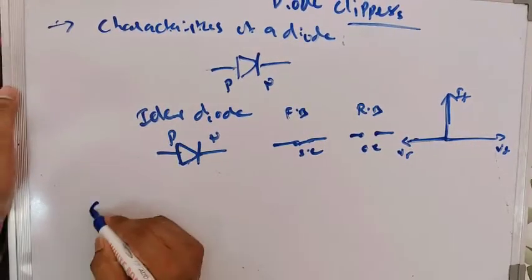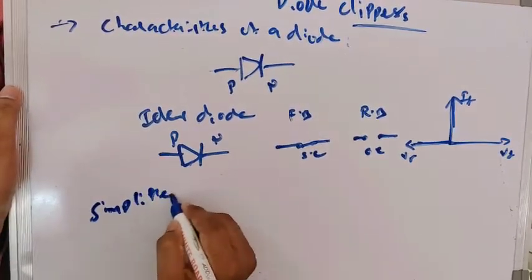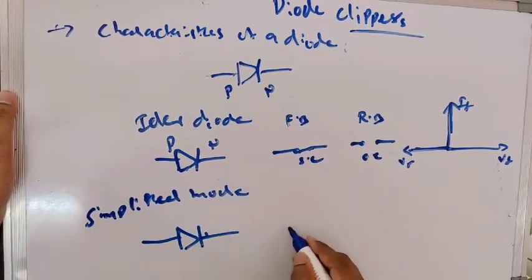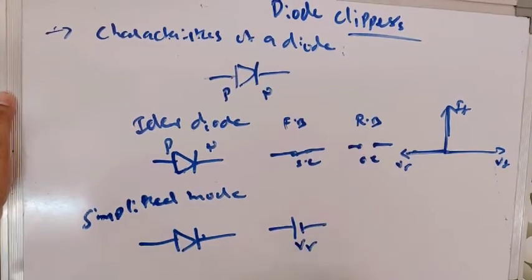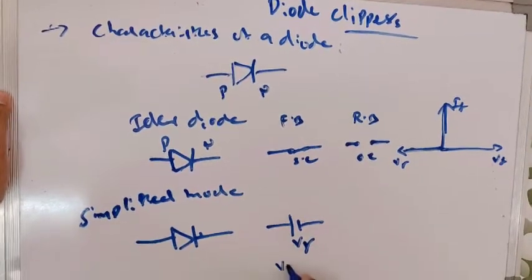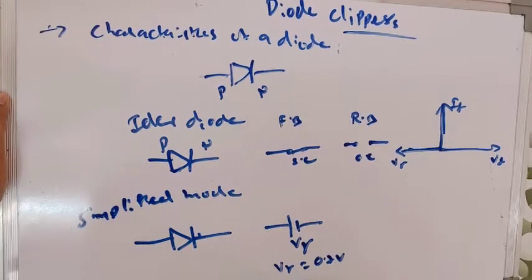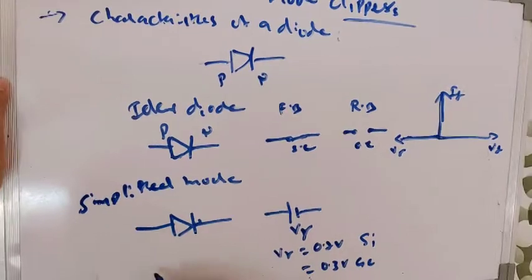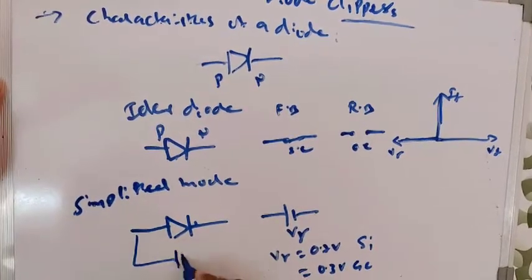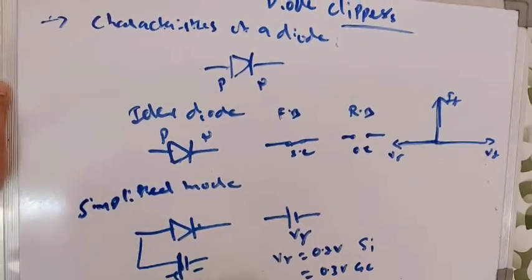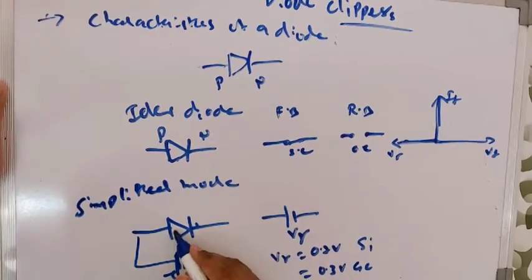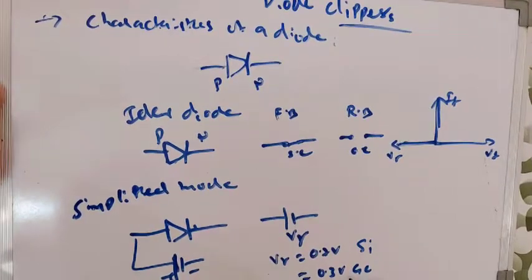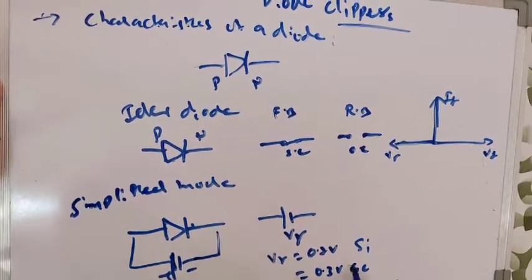But for practical diodes, take a simplified model in which the diode is considered with a cut-in voltage during forward bias. The cut-in voltage of a silicon diode is 0.7 volts and the cut-in voltage of a germanium diode is 0.3 volts. That means during forward bias we need to give a sufficient positive voltage of around 0.7 volts to make a silicon diode forward biased, and 0.3 volts in the case of germanium diodes.